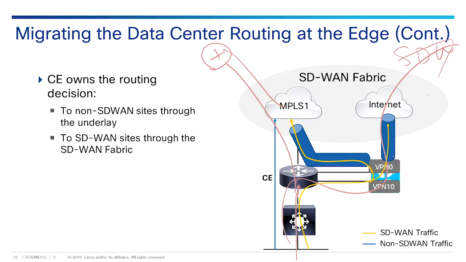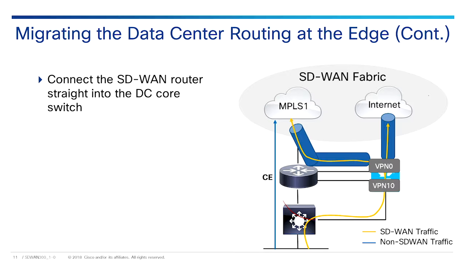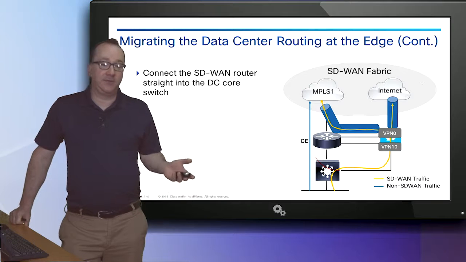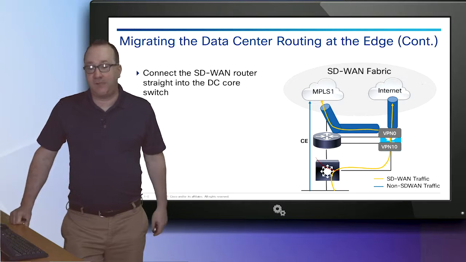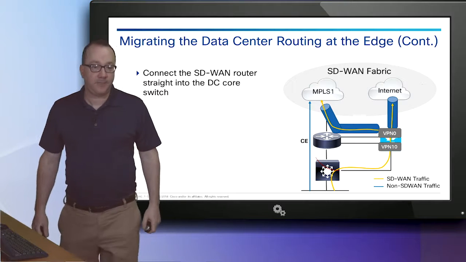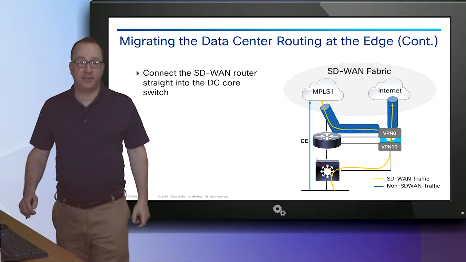So the only downside here is that hairpin routing from the CE to the SD-WAN and then back to the CE is going to be suboptimal because traffic hits the CE twice, therefore routing to the CE is more complicated. A final step here is to connect the SD-WAN router straight into the DC core switch, avoiding going through the CE twice. However, now we need to do our routing on the switch for traffic not going to the SD-WAN sites.